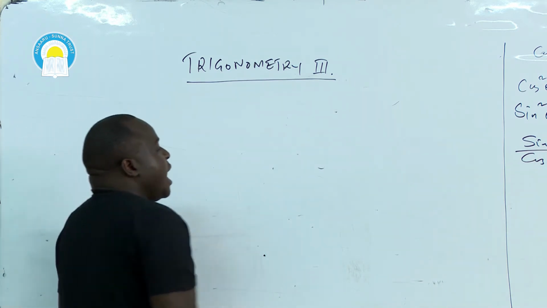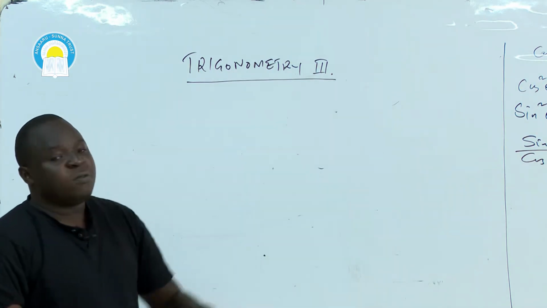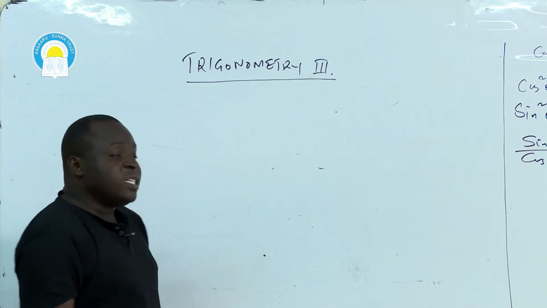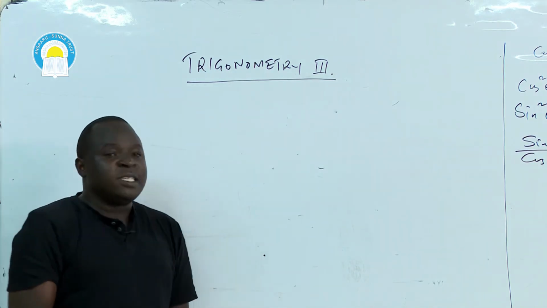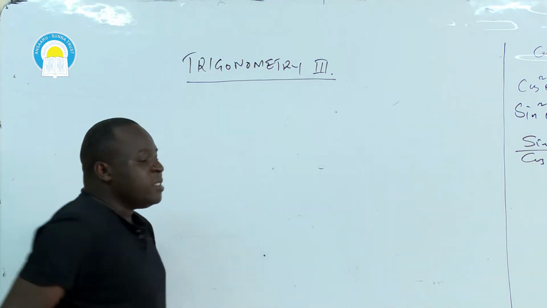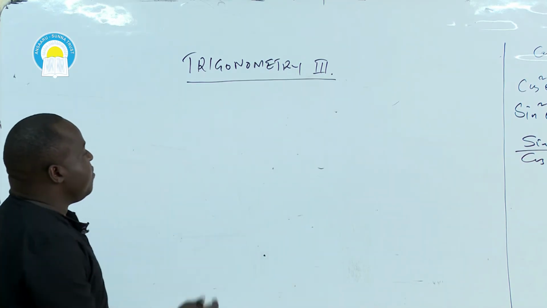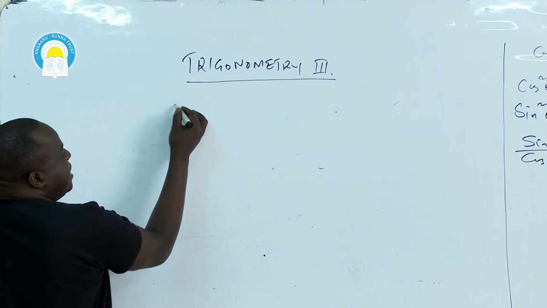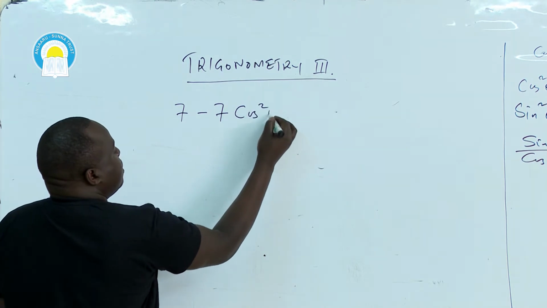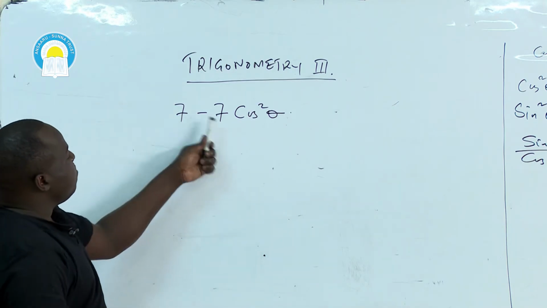Now, how do you simplify expressions that require this information? How will the question be asked? That's what we'll do, starting from the very simplest examples you can get. So the question will be: simplify. It is simply simplifying values. So you'll be asked to simplify something like 7 minus 7 cos squared theta. So to simplify this, look at it.